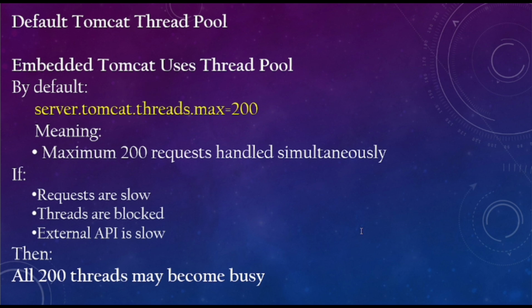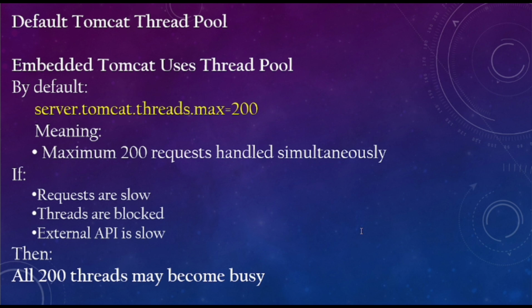Now let's understand where these threads actually come from. In Spring Boot applications, we usually use an embedded Tomcat server internally. Tomcat maintains something called a thread pool. You can think of it like a group of workers available to handle incoming requests. By default, Tomcat maintains around 200 worker threads. So whenever requests come, Tomcat assigns an available thread to process them. Normally this works completely fine because requests finish quickly and threads become free again.